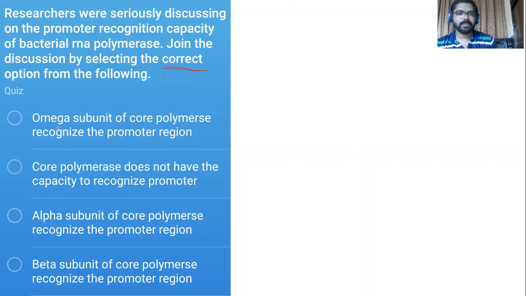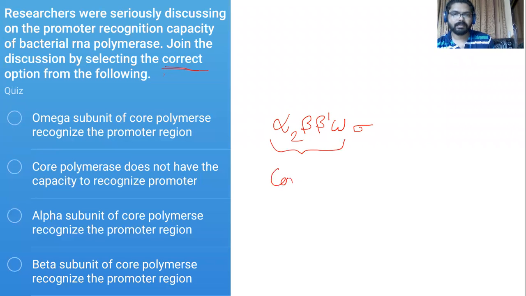For reaching the correct option, you must know about the bacterial RNA polymerase subunits. The different subunits of bacterial RNA polymerase contain alpha 2, beta, beta dash, also omega. Alongside, it also has the sigma subunit. This is the core enzyme. Core enzyme consists of alpha 2, beta, beta dash, also omega.